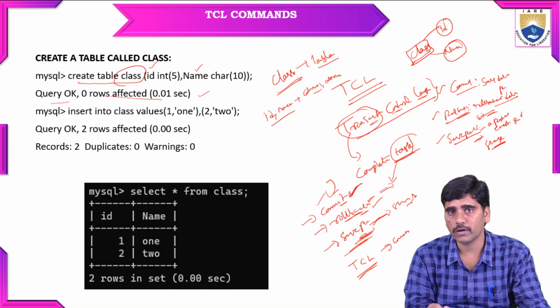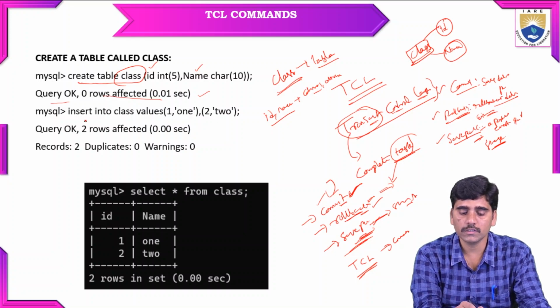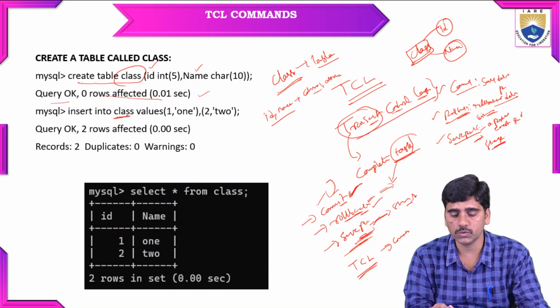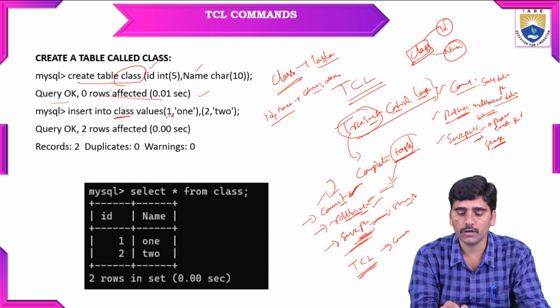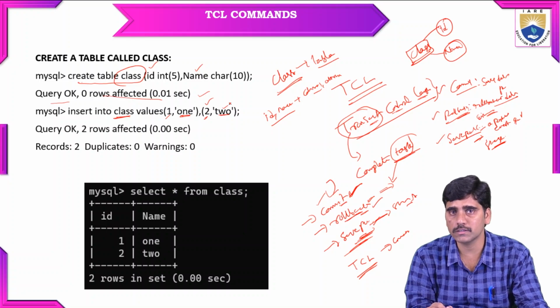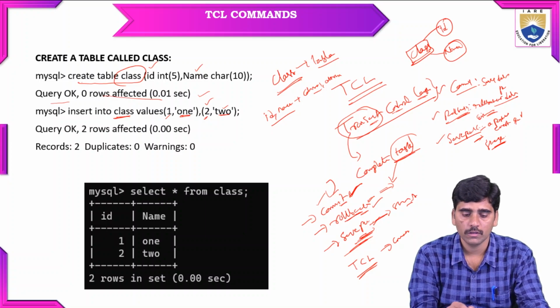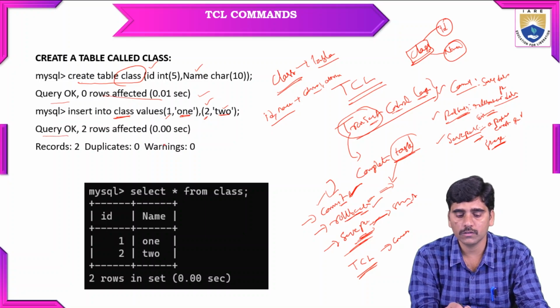After creating the table, I need to insert some values. Insert into table name, where class is the table name, values. Here I am mentioning the values: 1 is the ID and the first name, and 2 is the ID and the second name. So I am inserting two values in the class table. After inserting these two values with a perfect execution, it displays Query OK, 2 rows affected.